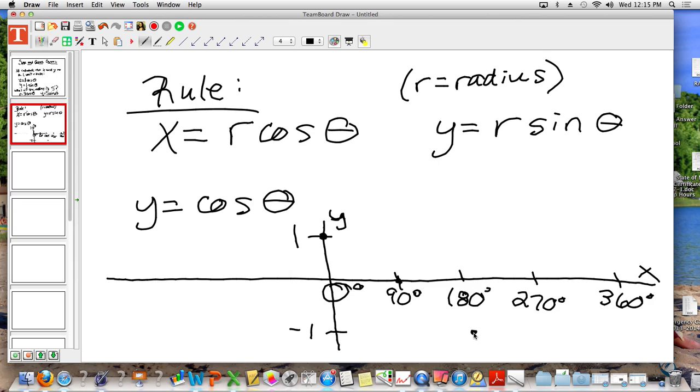What about the cosine value of 270 degrees? 0. And what about the cosine of 360 degrees? Should be 1. So at 360, I'm way up here at 1. Connect your points. Remember, we are not drawing zigzags. We are drawing nice, pretty curves.